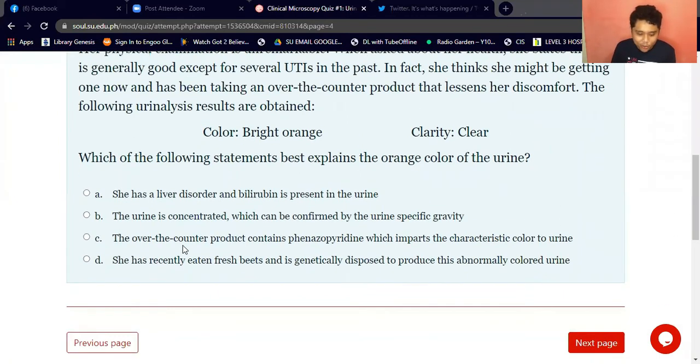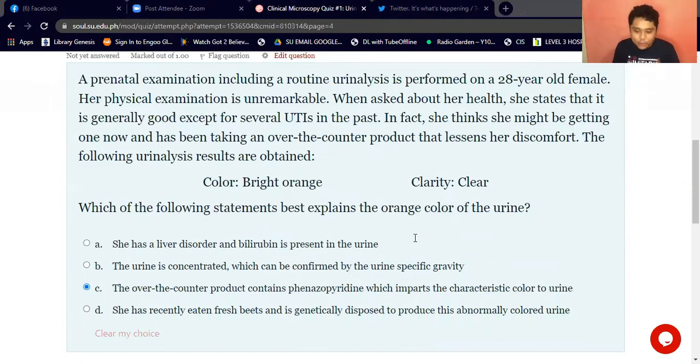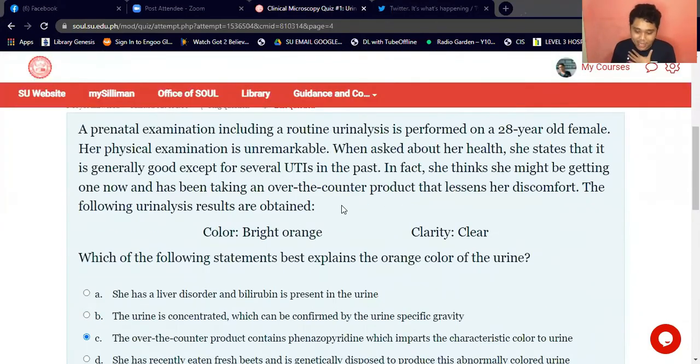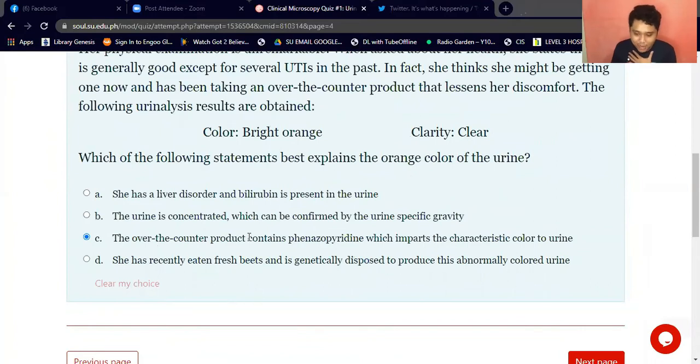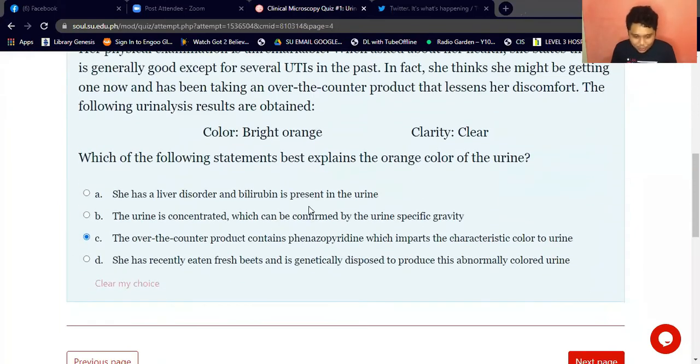Next, an over-the-counter product contains phenazopyridine, which imparts a characteristic color to urine. And that is actually the correct answer. Remember that phenazopyridine can give your urine a bright orange color. It can also interfere with bilirubin because it causes pigmented urine. You mentioned an over-the-counter product, and remember that phenazopyridine is an analgesic, a pain reliever for those with UTIs. So our answer here is phenazopyridine.